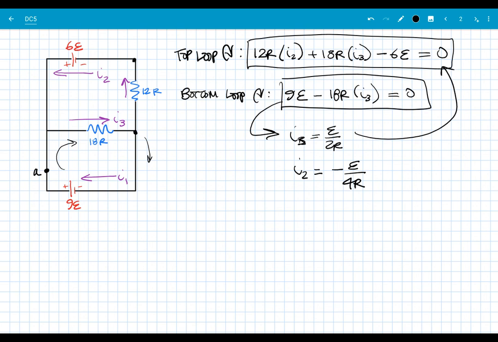Then I would apply the junction rule. We have I2, we have I3. We just need to get I1 here. It doesn't matter, I can look at this junction over here. If I apply the junction rule to that junction, I have I1 going into that junction, I have I2 going into that junction, and I have I3 flowing out of that junction. So that tells me that I1 equals I3 minus I2.